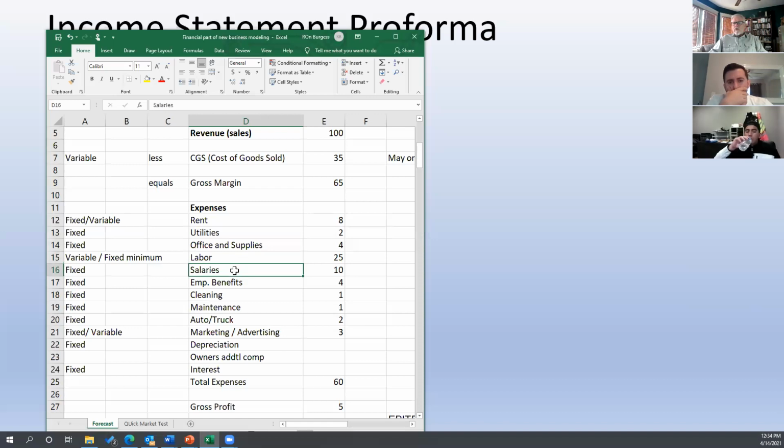Okay, salaries, they're almost always fixed. That would be the owner, maybe a manager. Then you have employee benefits. This is a little tricky. I put fixed here, but it is always variable based on the size of your labor bill, but not directly variable. So the more employees you have, the more cost you're going to have for insurance.